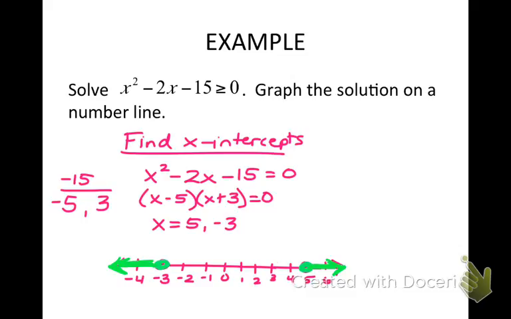Well, okay, so they're writing it like this. So the solution would then be x, I don't know what happened to my regular color. There we go. So we could say x is less than or equal to -3, or x is greater than or equal to 5.